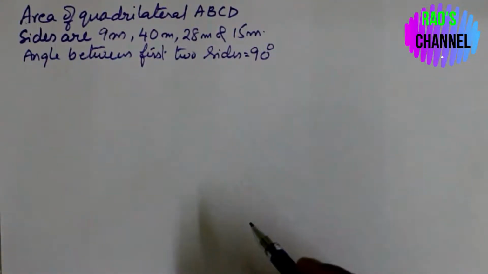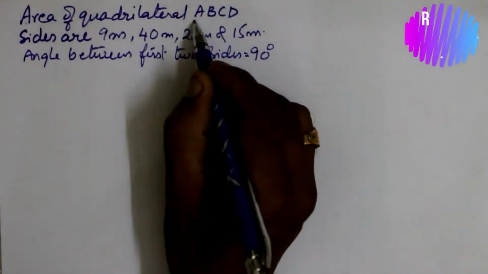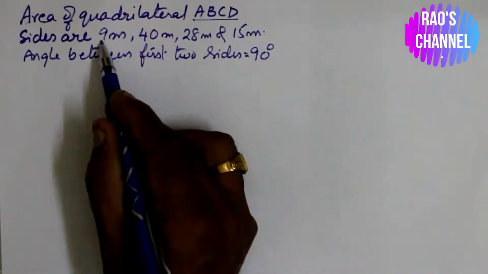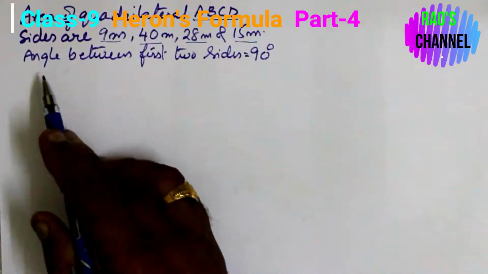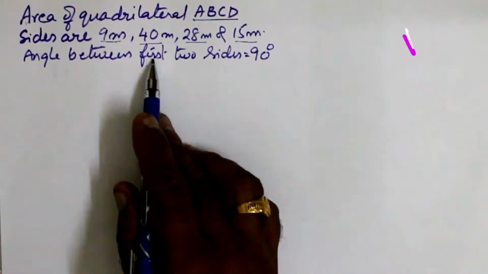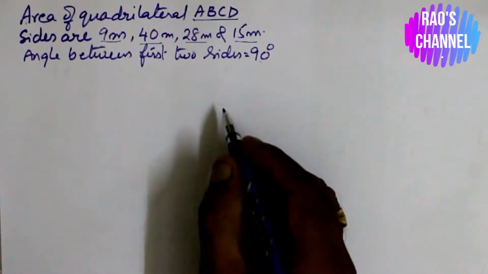Welcome to our channel. Today we find the area of a quadrilateral ABCD with the sides known: 9 meter, 40 meter, 28 meter and 15 meters, and you are given a clue that the angle between the first two sides is 90. First let's make up a diagram with the given measurements.